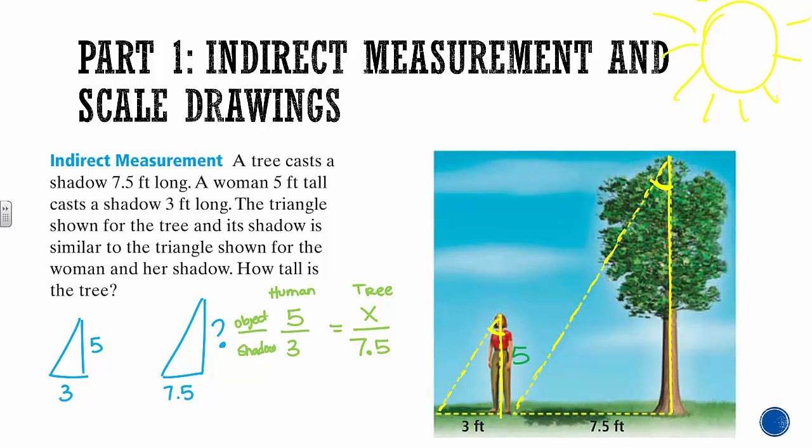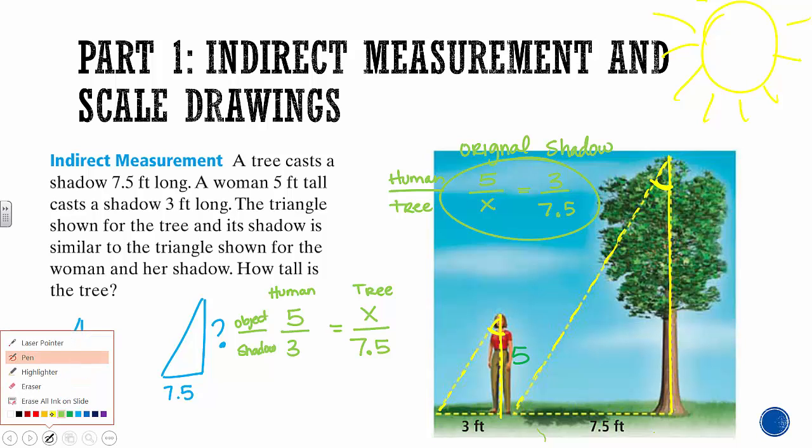You could do human divided by tree, and then original object and then shadow. So your proportion would look like the human is 5, the tree we don't know, the human shadow is 3, and the tree shadow is 7.5. This right here gives you exactly the same thing as this right here. It just depends on what makes sense to you, as long as you keep everything in order.